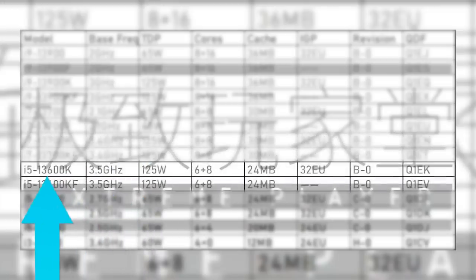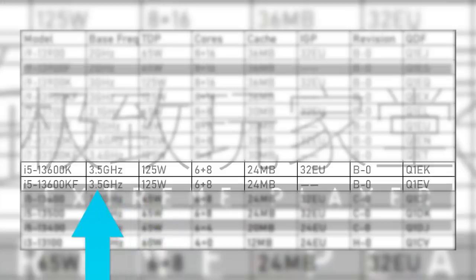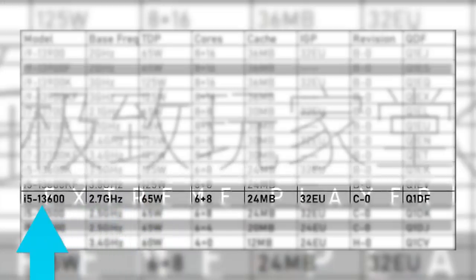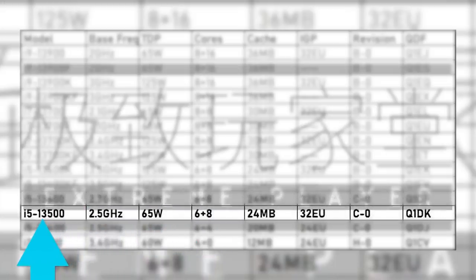Moving down to the i5, we have the 13600K and KF, which come with 14 cores, 6 performance cores and 8 efficiency cores, 24 megabytes of cache with a 125 watt TDP and base frequency of 3.5 gigahertz. Next, we have the 13600 part, which gets the same 14 cores, but a TDP of 65 watts and a base clock of 2.7 gigahertz.